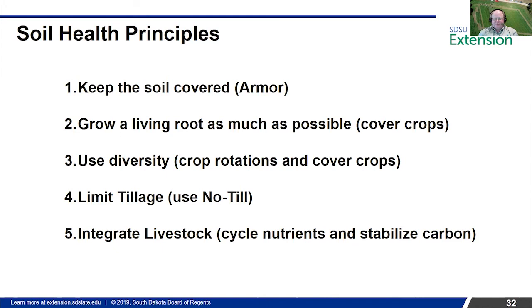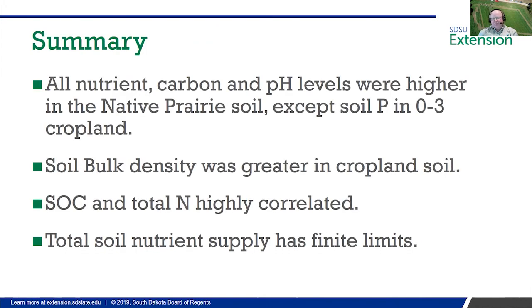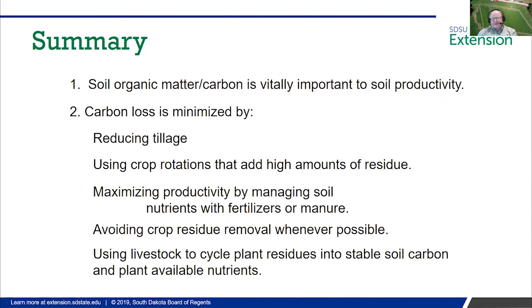So here are the soil health principles: keep the ground covered, grow living root, use diversity, use no-till, and try to integrate livestock. So in summary, all nutrient, carbon, and pH levels were higher in the native prairie, except the phosphorus in the cropland. Soil bulk density was greater in the cropland soil. Carbon and total nitrogen are highly correlated. Total soil nutrient supply has finite limits if we really think about it. Soil organic matter carbon is vitally important for soil productivity.